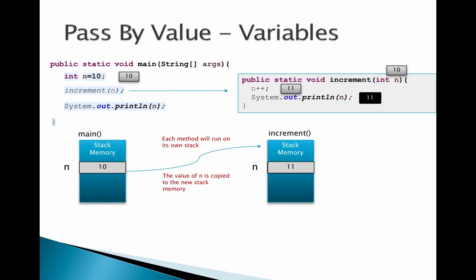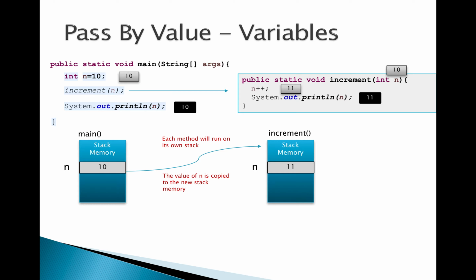In the main method, we are again printing the n value. Now what will be printed as the n value? Is it going to be 11 or 10? The main method always looks at its own stack. It cannot access the increment stack and access the value there. The value available in the main stack is still 10, so what gets printed in the main method is just 10. The updated value happens only in the increment stack, and it does not affect the value of n in the main stack.